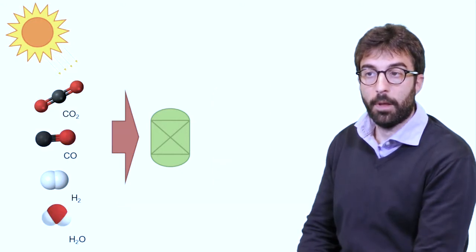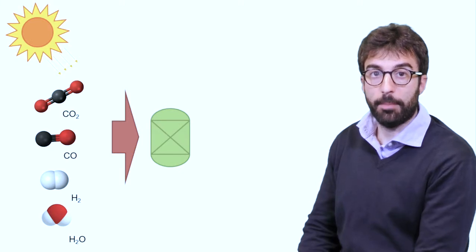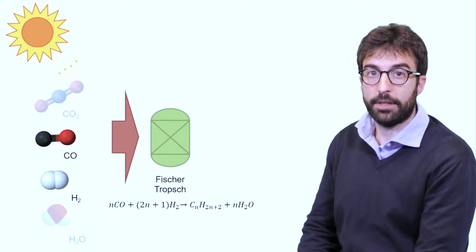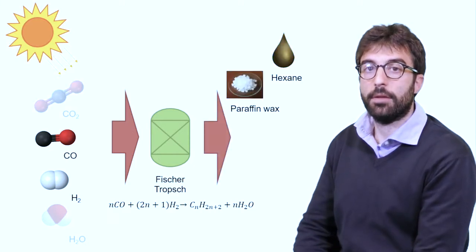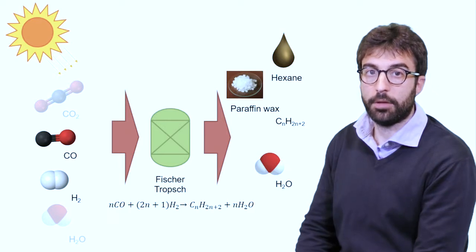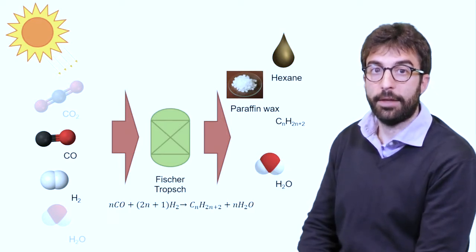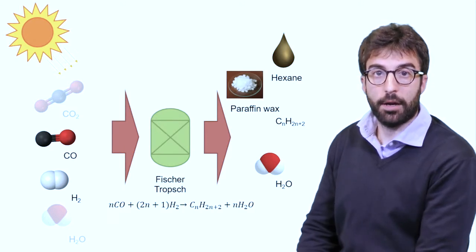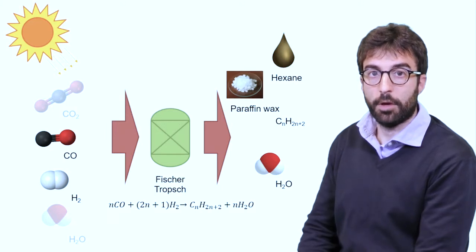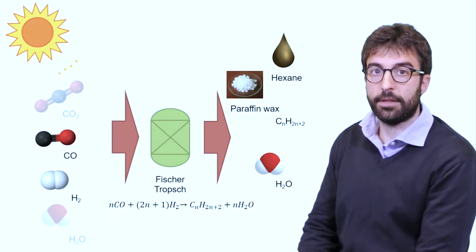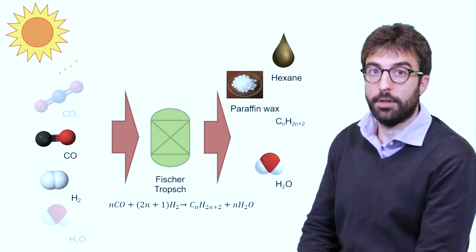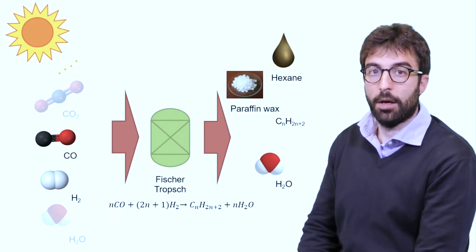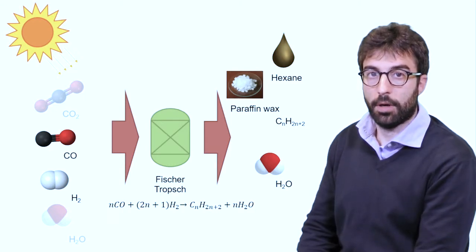Finally, we have a more complex process called Fischer-Tropsch. In this case, we can optimize the syngas composition and the process to get different kinds of products that can be optimized to get very high density fuels, such as hexane and paraffins. Hexanes are liquid and paraffins are solid. So we can also obtain hexane, a product very similar to gasoline. So we can get gasoline from solar energy. The byproduct is again steam or water.